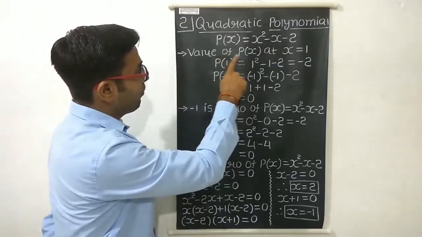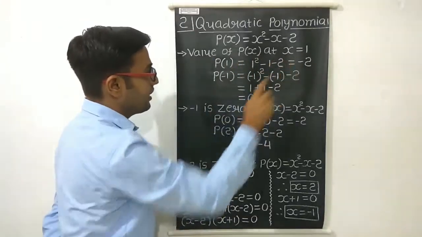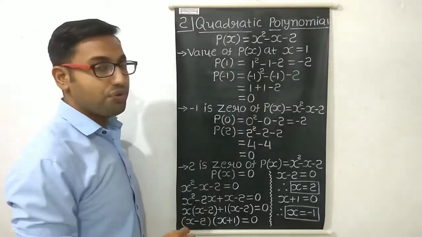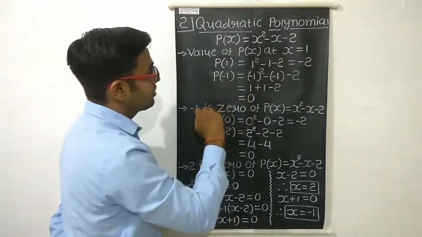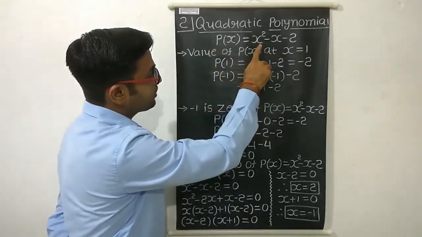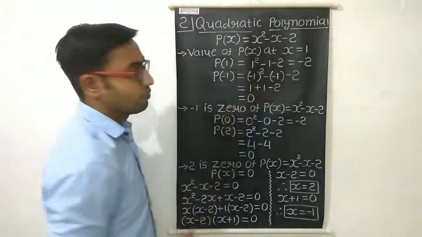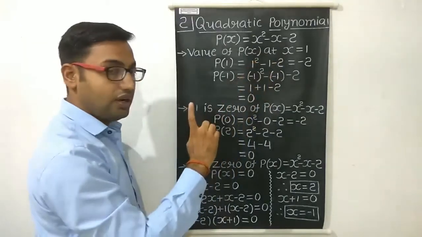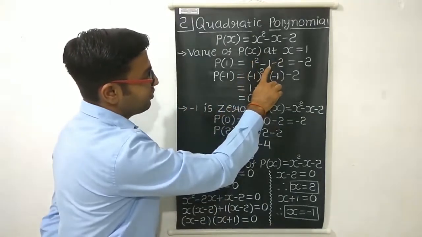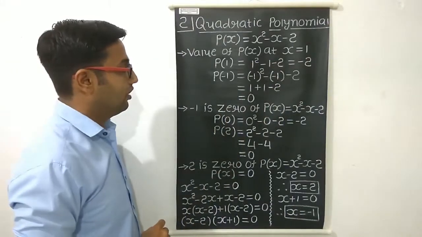Suppose we want the value of p of x at x equals 1. We have to put 1 instead of x. So we get p of 1 equals 1 square minus 1 minus 2. 1 square is 1. 1 minus 1 cancel out each other. Minus 2 remains only.